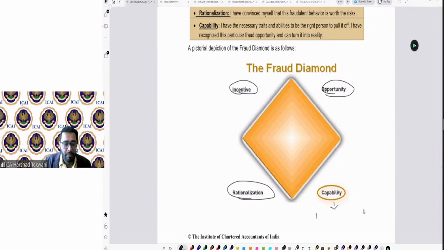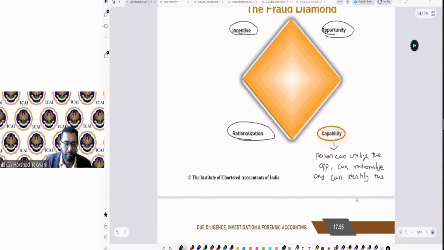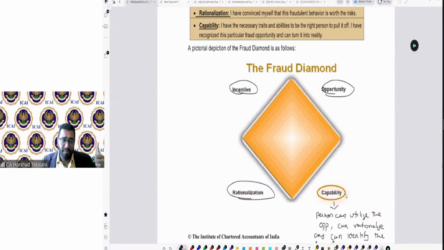Capability means the person can utilize the opportunity, can rationalize, and can identify the incentive. It means he is in such a position that he is capable of identifying the incentive, he is capable of understanding the opportunity, and he is capable of rationalizing with himself because he has such reasons. That is capability, and it makes a fraud triangle into a fraud diamond.